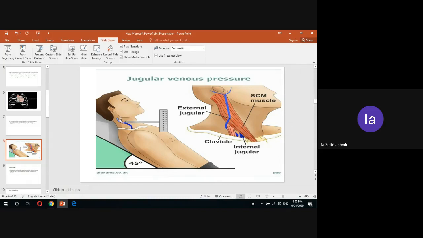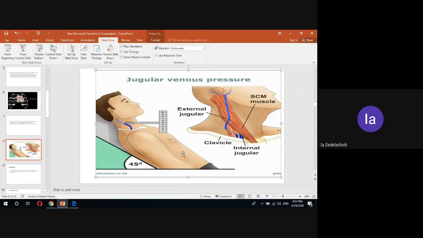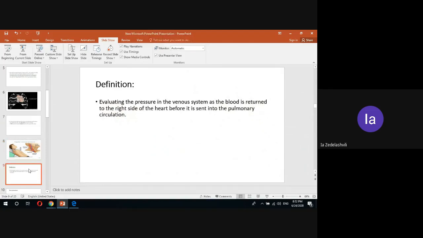It's dilated, and pulsation comes from the more upper side, so the blood is not passed well in this vessel. Yeah, we have to notice it and take the patient to some specific physician. So, definition of this examination: evaluation of the pressure in the venous system as the blood is returned to the right side of the heart before it is sent into the pulmonary circulation.